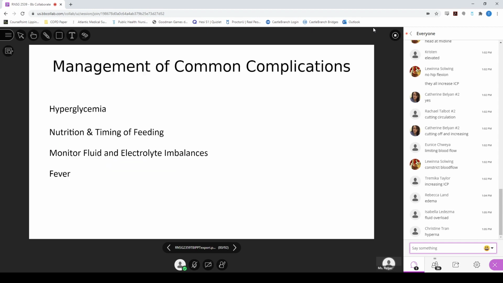So management of common complications, hyperglycemia. Why do you think hyperglycemia happens? So these patients with brain injuries can possibly develop diabetes insipidus. Also, the stress from the injury can cause hyperglycemia. And the fluids that you're giving the patient, depending on how much dextrose they have in them, can cause hyperglycemia. So you definitely want to keep your glucose less than 200. You also want to avoid hypoglycemia also.